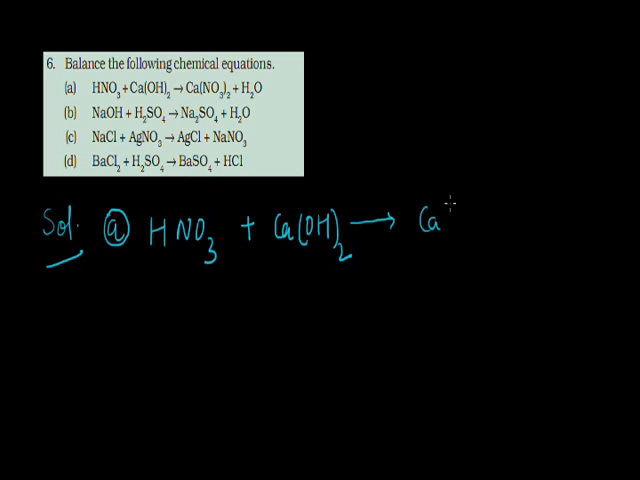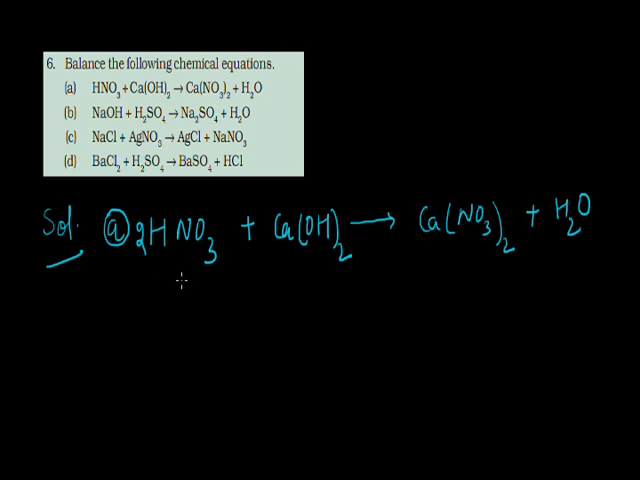The next question, we have to balance the given chemical equations. Solution. The first equation we have is HNO3 reacts with Ca(OH)2 to form Ca(NO3)2, calcium nitrate, and water. On the product side, we have two NO3 groups. To make them equal to the reactant side, we multiply HNO3 by 2. That makes two NO3 groups on either side.